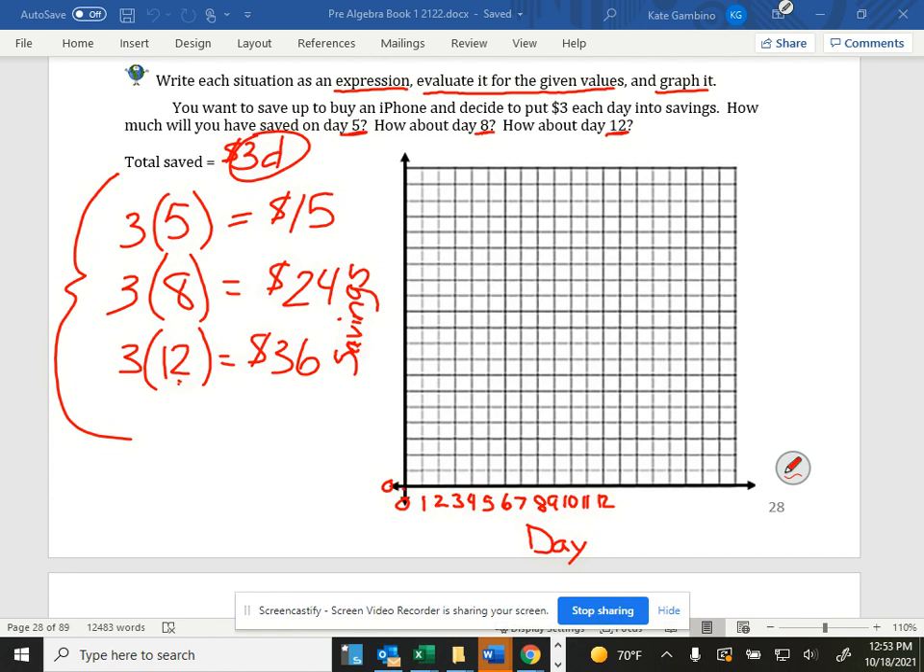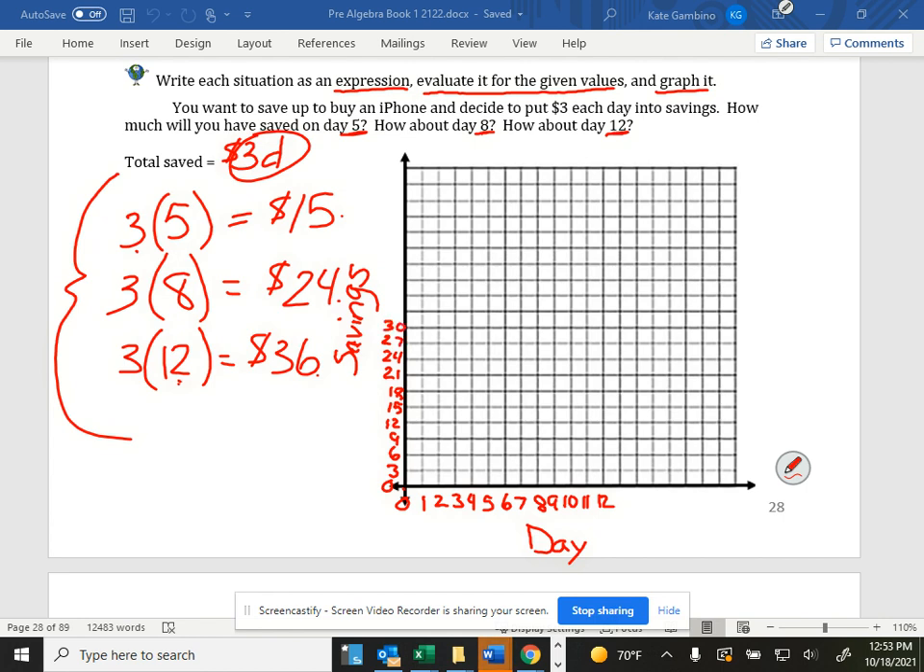Then our savings, we're making some big jumps with our savings. So we can make jumps when I label my savings line. What do you think I should skip by, Maddie? 3. By 3s. Because we're multiplying by 3, we can skip by 3. So we can go from 0 to 3, 6, 9, 12, 15, 18, 21, 24, 27, 30.